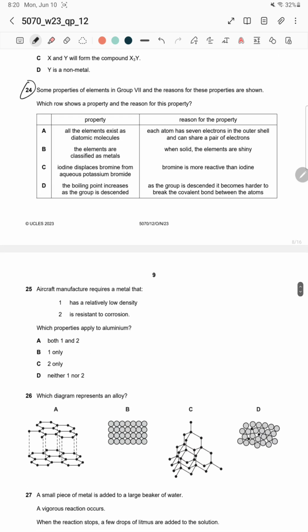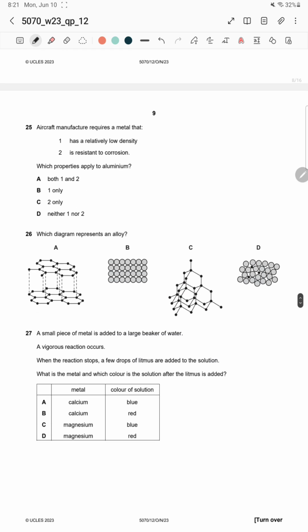Question number 24. Some properties of elements in group 7 and the reason for the properties are shown. Which row shows a property and the reason for this property? So talking about 24, A is all the elements exist as diatomic molecules. Yes. Group 7 elements are fluorine, chlorine, bromine, iodine, all exist as diatomic. Each atom has 7 electrons in the outer shell and can share a pair of electrons. Exactly, A is the right option.